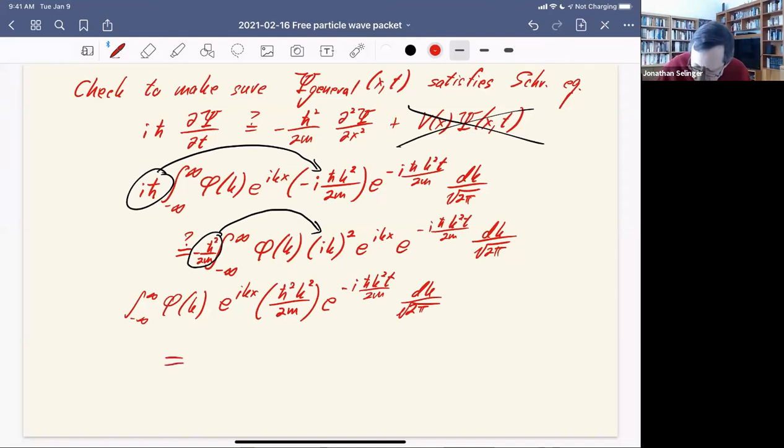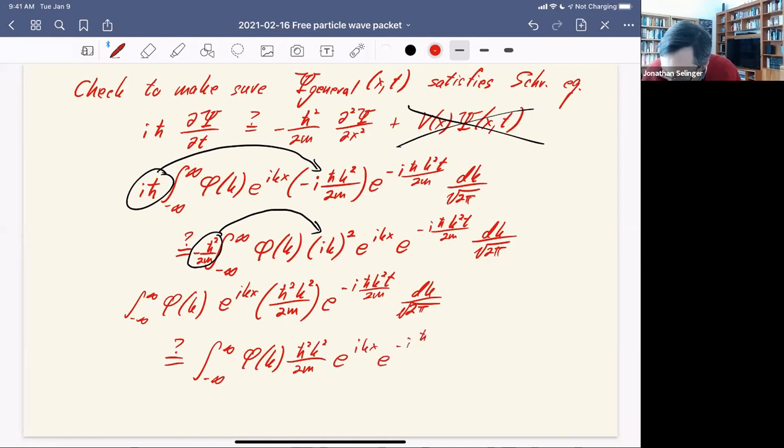Okay, and so is this equal to the integral of phi of k? Putting the prefactor inside, there's an i squared times the k squared, so that's minus 1. That cancels the negative sign in the front. And then h bar squared k squared over 2m, e to the ikx, e to the minus i h bar k squared t over 2m. All right, yes.